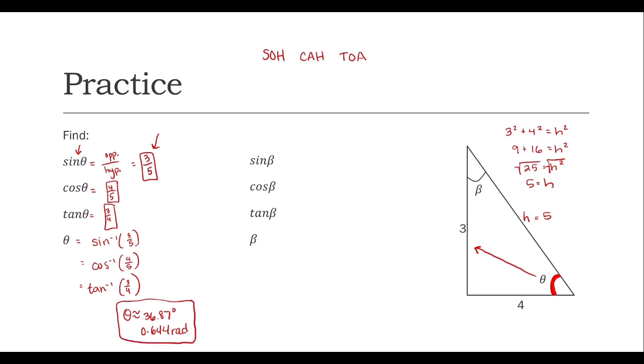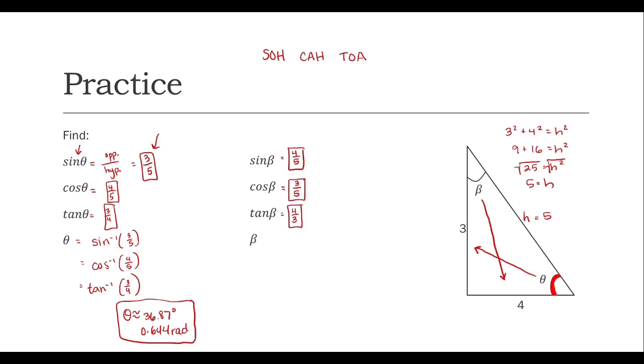For beta, our sine of beta is opposite over hypotenuse. Our opposite now is 4, so it would be 4 over 5. Our cosine is adjacent over hypotenuse, so 3 over 5. And our tangent is opposite over adjacent, so 4 over 3.